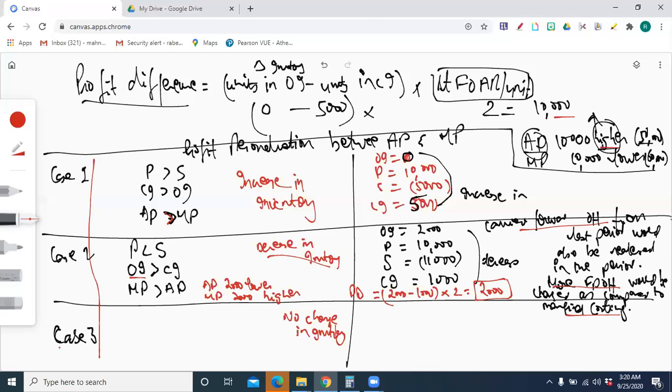Consider the third scenario in which you produce equal to the units sold. For example, you're producing 10,000 units and you're also selling 10,000 units. Here your opening inventory would be equal to closing inventory. No change in inventory, so no profit difference. Here absorption profit and marginal profit would be the same.